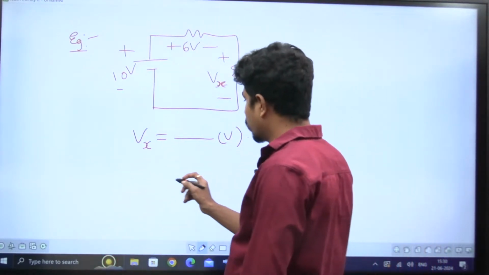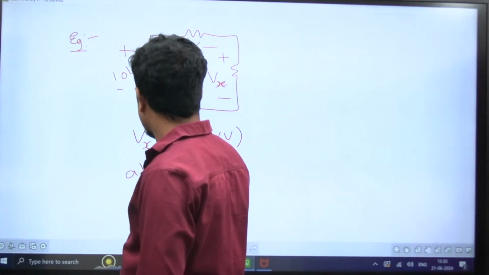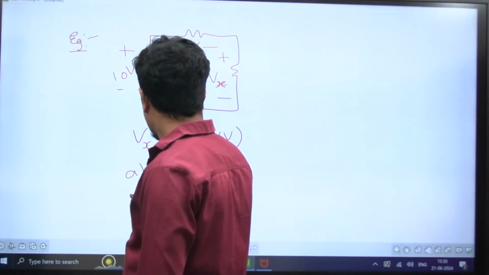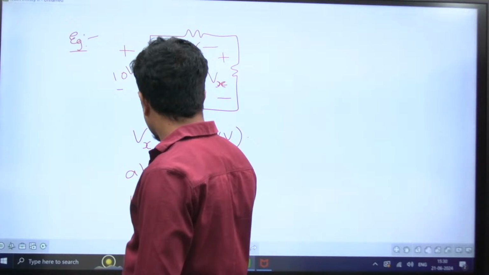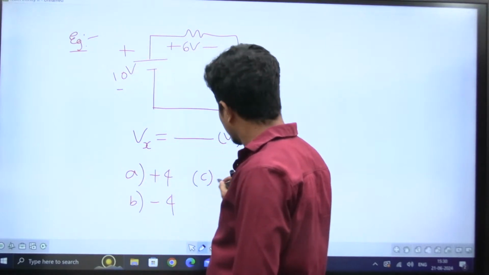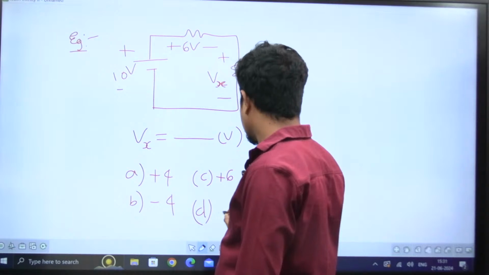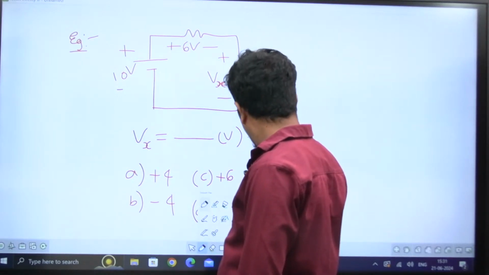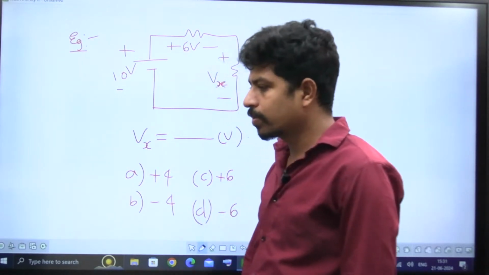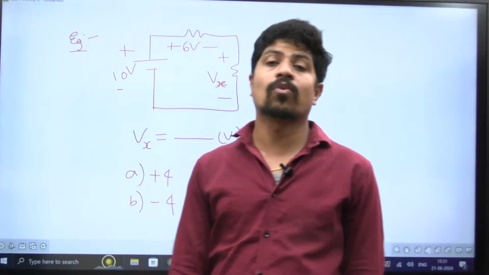So these are the options I am going to give you. Option A is plus 4. Option B is minus 4. Option C is plus 6. Option D is minus 6. It is very clear that it is a 4, but is it plus 4 or minus 4? It is plus 4 volts.